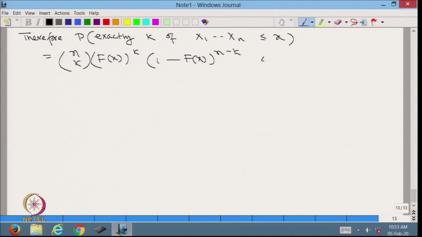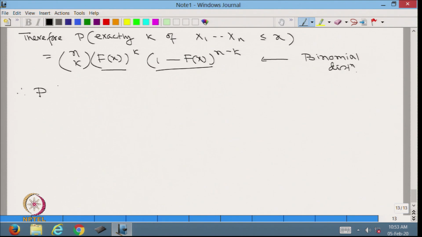It is clear that this is a binomial distribution, which is very clear. If we call this a success and this a failure, we get the binomial distribution.